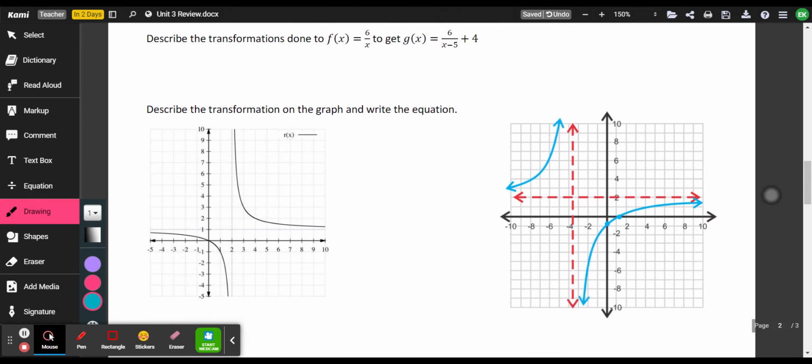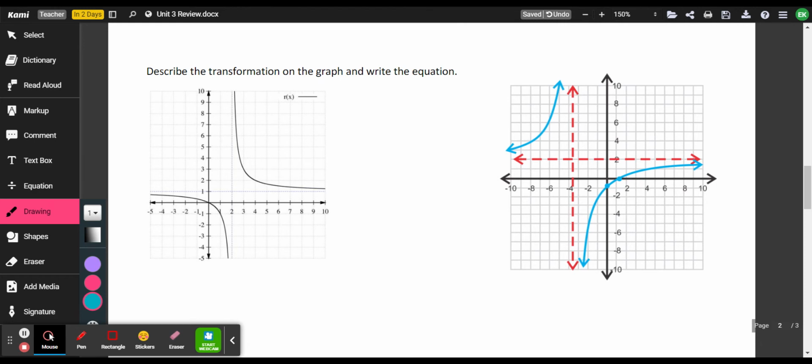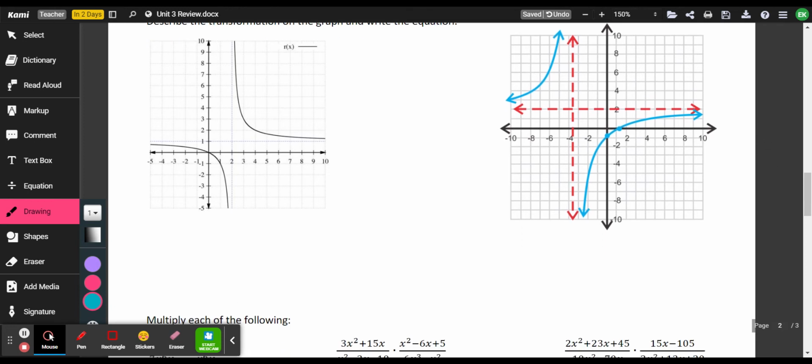And I'll let you do the next one by yourself. We also need to be able to describe a transformation on a graph, and that applies more so to the asymptotes. So first of all, let's start with this one on the left here. Notice that the horizontal asymptote has moved up 1, which means that my function is going to have a plus 1, okay? It's moved up 1, because this tells me to both describe and write the function.